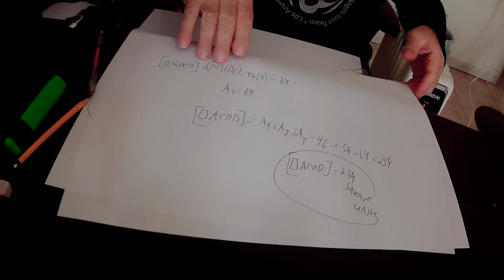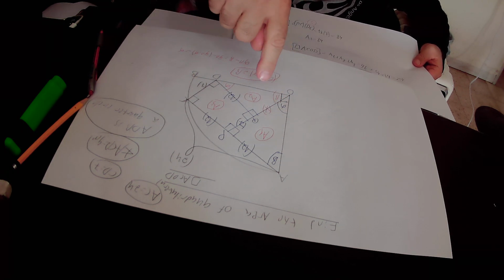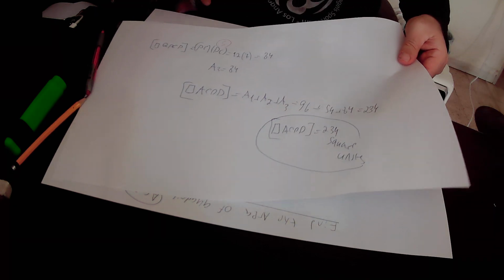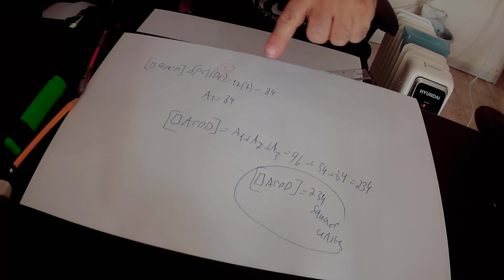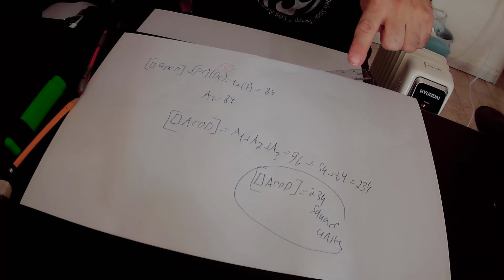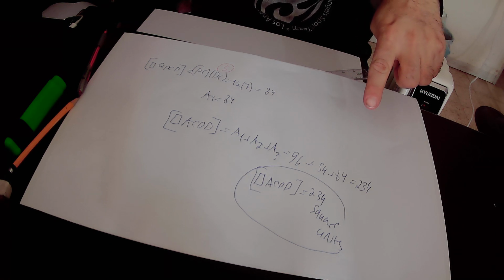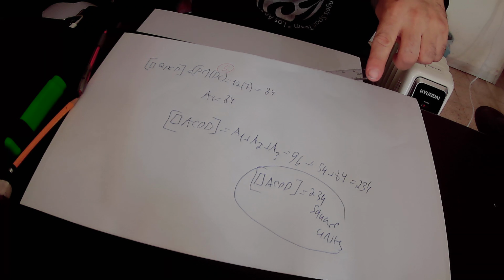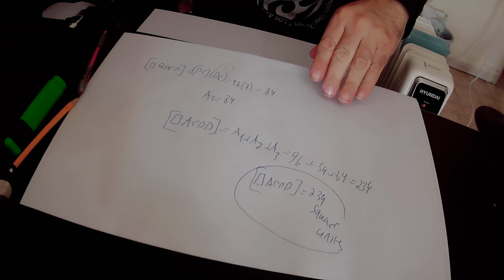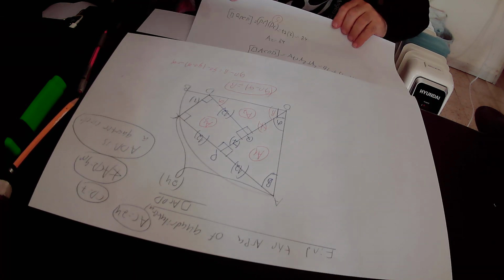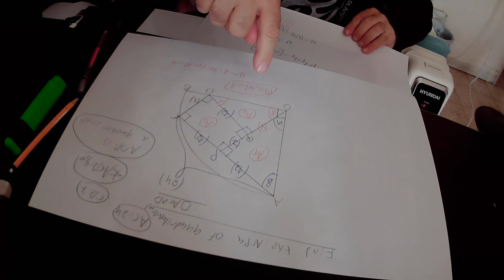In total, the area of the quadrangle that we are looking for, quadrangle ACDO, equals A1 plus A2 plus A3. A1 is 96, A2 is 54, and A3 is 84. So in total, 96 plus 54 plus 84 equals 234 square units. We found finally that the area of this quadrangle ACDO equals 234 square units.